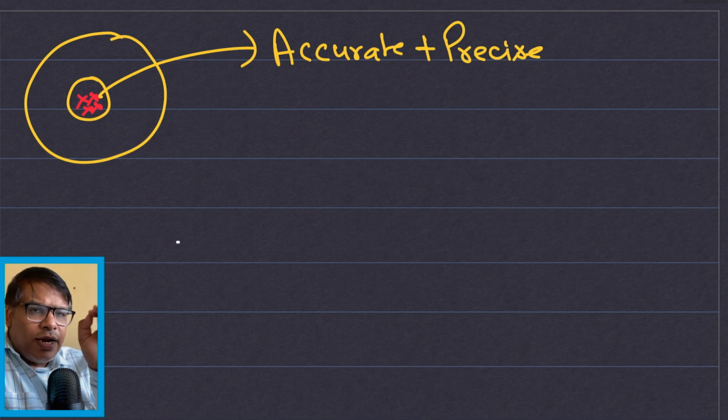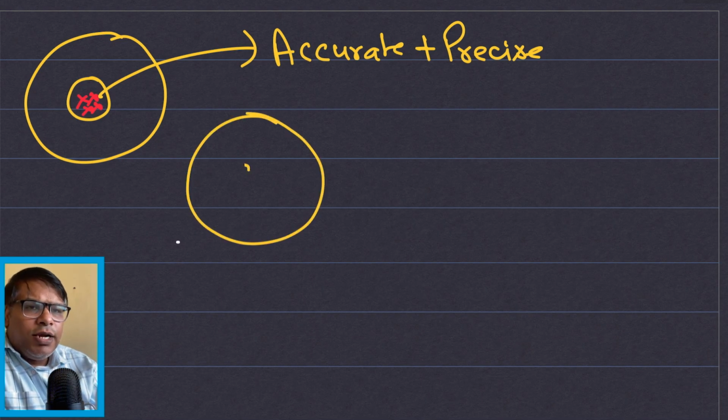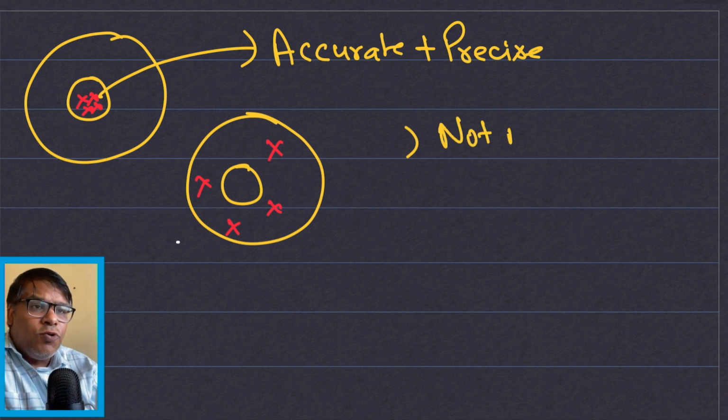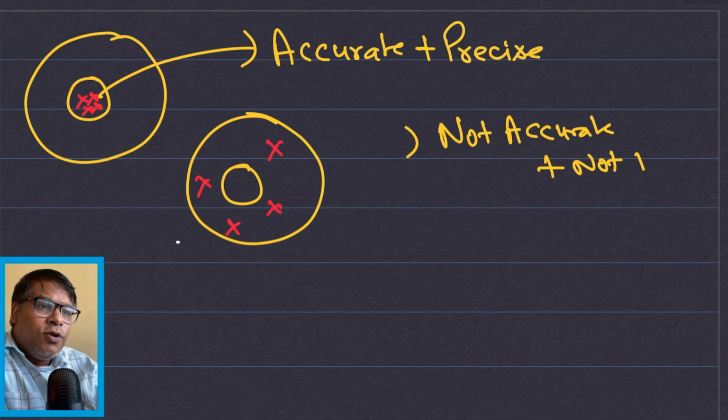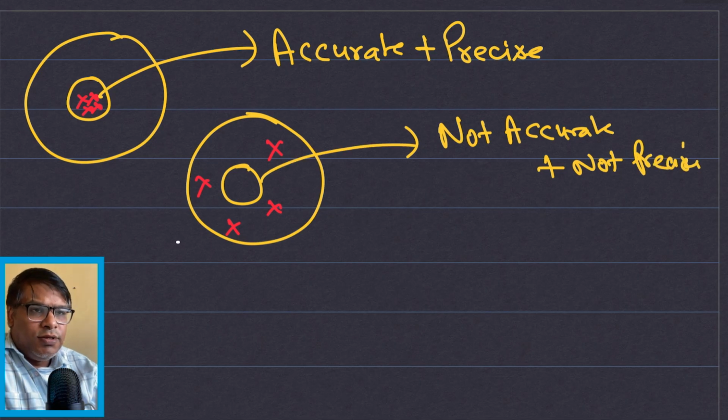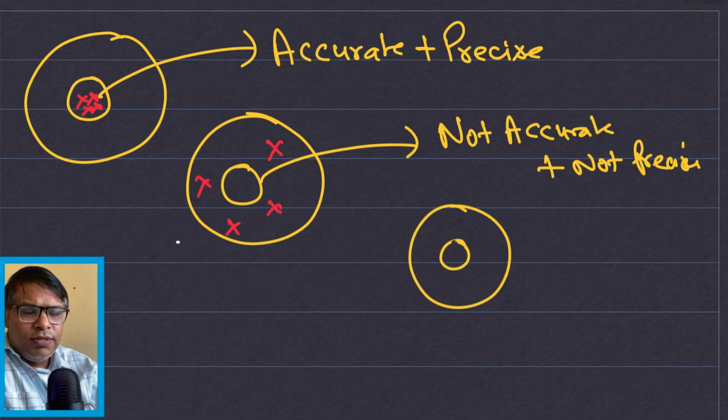So this was your target. Now let us suppose you have another situation. You are hitting at different locations. Now here you are not accurate and not precise. You are hitting randomly. You are getting different results. So in this situation you are not accurate, you are not precise.